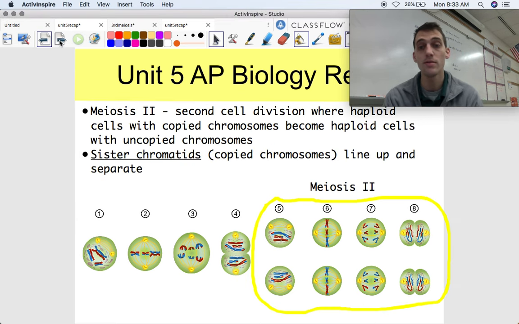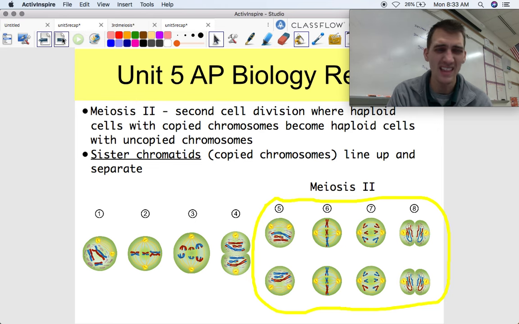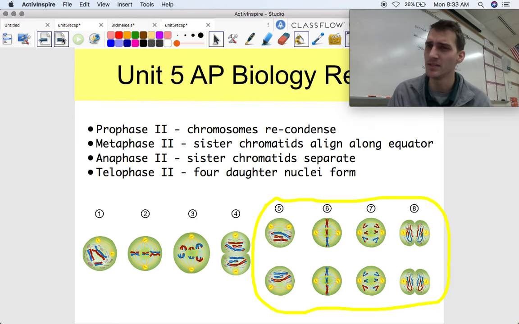So then meiosis 2 is our second cell division where 2 haploid cells with duplicated chromosomes become haploid cells with uncopied chromosomes. So this is where what we call the sister chromatids, or the copied chromosomes, line up and separate from each other. And this is kind of more like mitosis a little bit. I don't want us to say oh yeah, it's just like mitosis, because it's not. But it's more like it, I would say. So here it is. Prophase 2 is where chromosomes are recondensing.